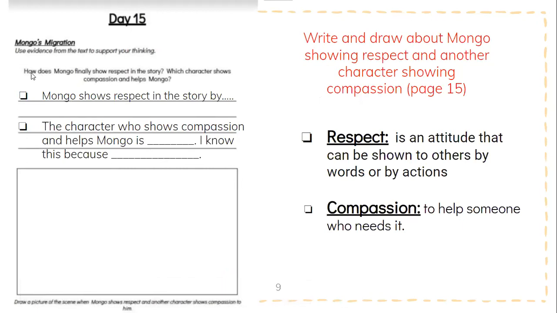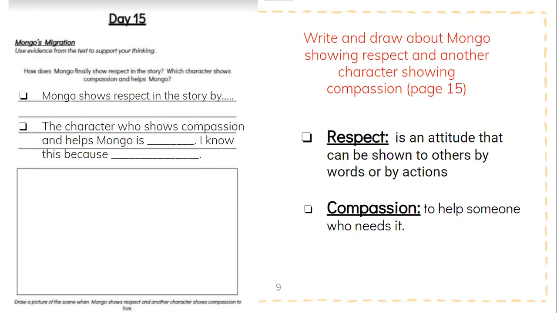So your questions: How does Mongo finally show respect in the story? Which character shows compassion and helps Mongo? You should have two sentence starters. "Mongo shows respect in the story by..." and you fill in that blank. And then "The character who shows compassion and helps Mongo is..." So who helps Mongo in our story? "I know this because..." So those are the sentence starters I would love for you to use. They are there to help you complete this sentence.